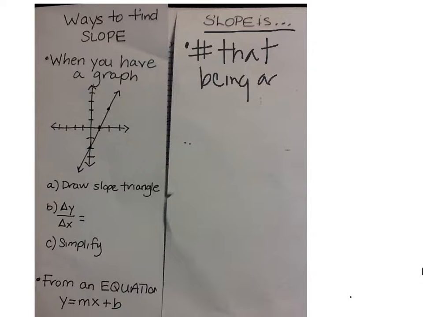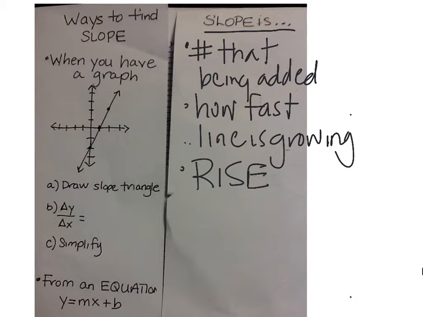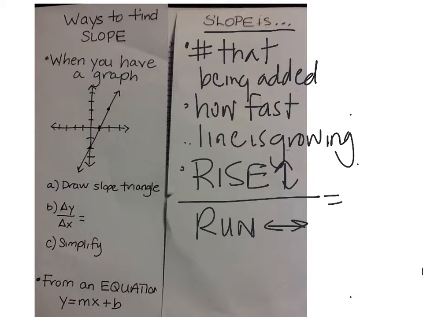And we know that it's how fast something is growing. And you probably figured out today that the steeper the line, the bigger the number. And it's always going to be the rise or the vertical over the run, which is the horizontal. And we also call that the change in y over the change in x.